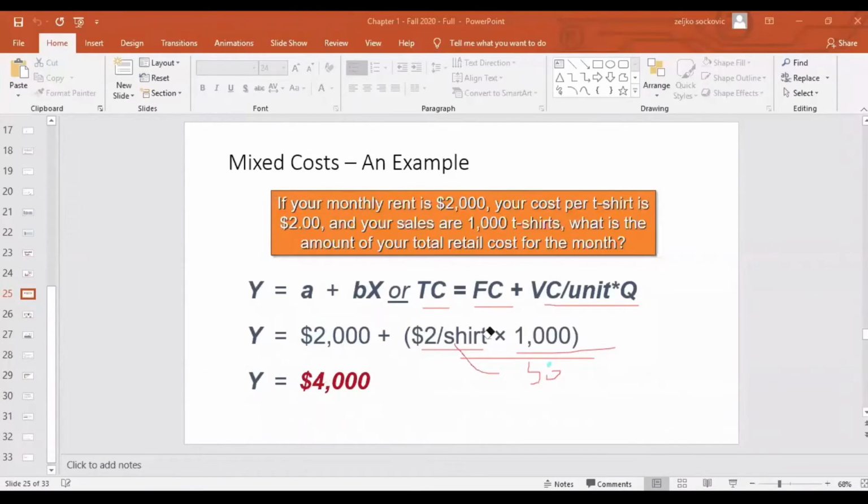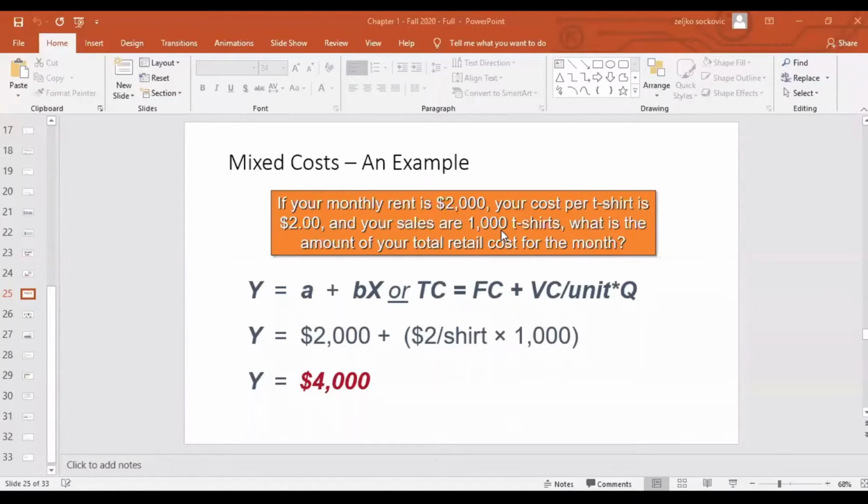Yes, very good. It might change, and we will see this in chapter 6. The cost per shirt might change because we are given a different scenario, and that will be one of the questions. When we start dealing specifically with this topic, we will say the rent stayed the same, 2,000, but our cost per shirt dropped down to 150, which is great, or maybe went up to 250, and the number of shirts changed to 1,300.